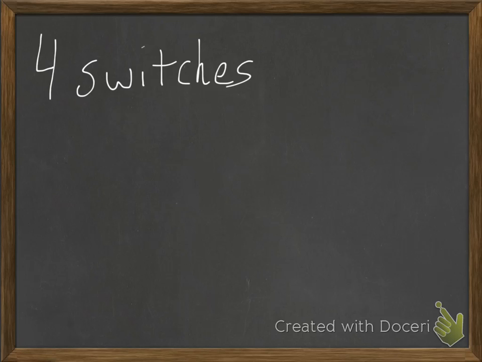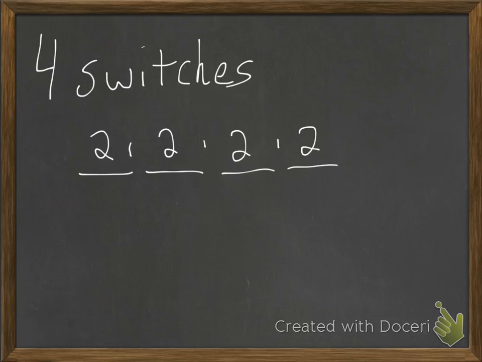So now we ask the question, what about 4 light switches? What if we do it for 4 switches? Well, again, the assumption is the 4 switches are side by side. So each switch again has 2 choices, either on or off. They're independent of each other, so we can use the fundamental counting principle.